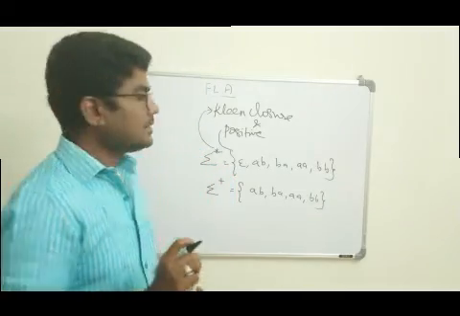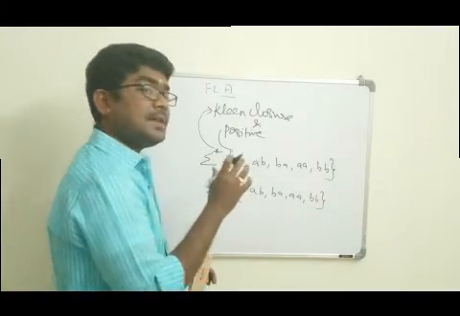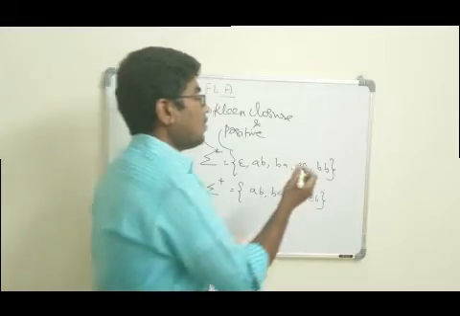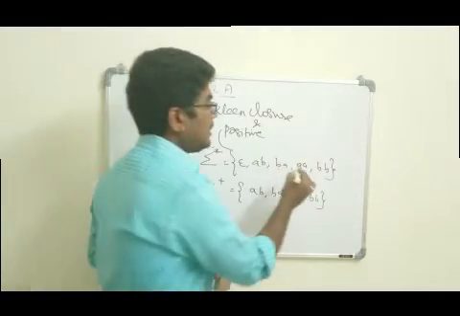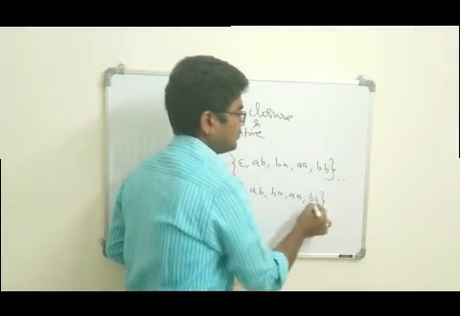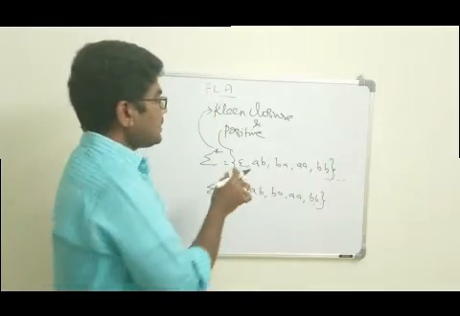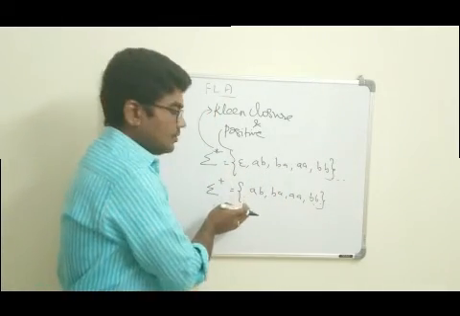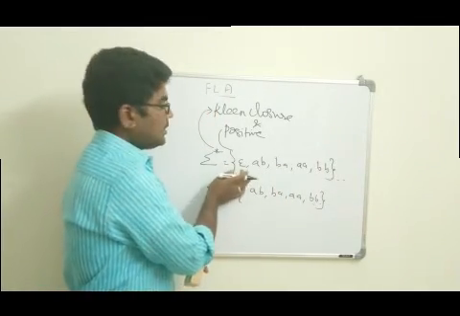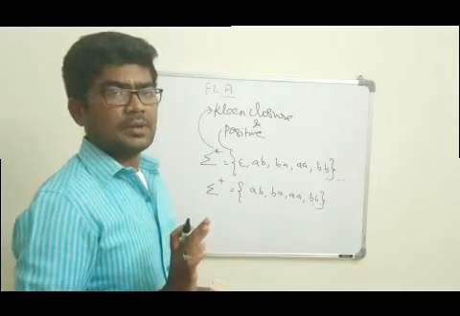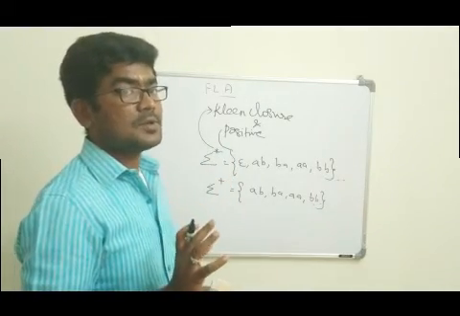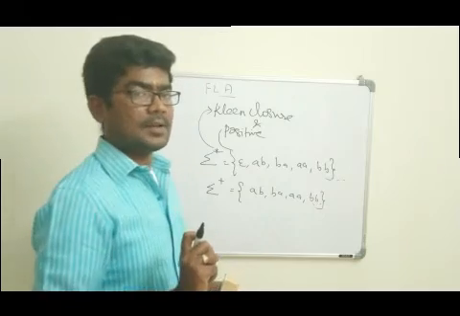Generally these closures will be combinations of strings. It may be infinite; it will go on. The only thing is, here you won't add an empty string, and here you will be adding an empty string. That is the difference between the Kleene closure of the language and the positive closure of the language.